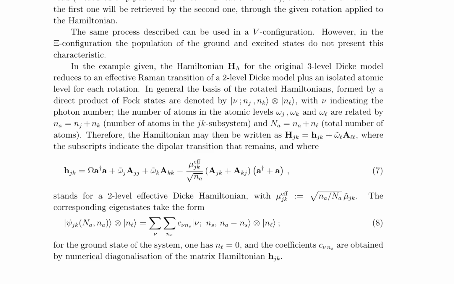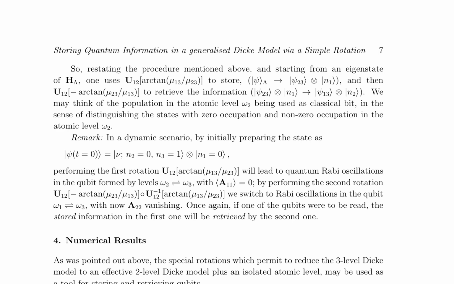These rotations aim to eliminate the electromagnetic coupling between the atomic level states, facilitating the exchange of information between two qubits. The fidelity between the two qubits is exactly 1, indicating perfect information transfer.